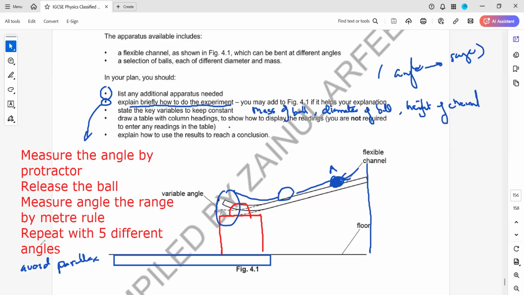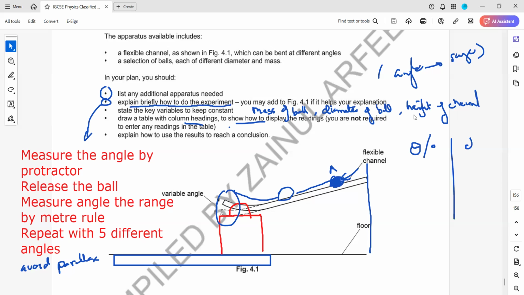You can also mention a precaution and the sources of error or uncertainty in the procedure itself. Then draw a table with a column heading. So what is in the table? We have an angle, represented by theta, and the unit is degrees. And the range is a distance. You can use the letter R or the letter D.